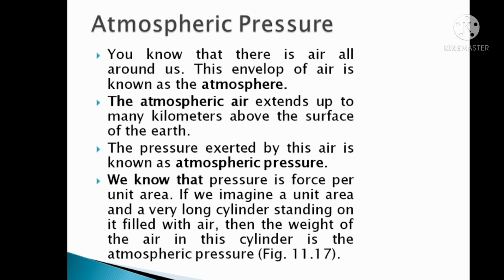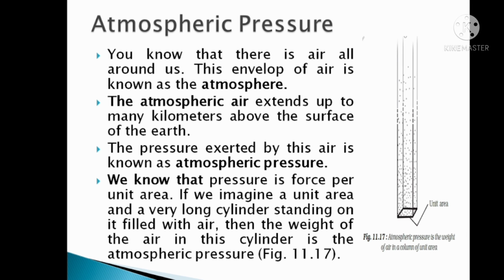So we know that pressure is force per unit area. So if we imagine a unit area and a very long cylinder standing on it filled with air, then the weight of the air in this cylinder is the atmospheric pressure. You can see in this diagram, clear? There is one small tube we have taken and that is the small area at the bottom. As you can see over here, this is called unit area. For example, 1 inch by 1 inch. So whatever the air in this tube or in this vessel, we can see this is the atmospheric pressure per square inch or per unit area. Clear?